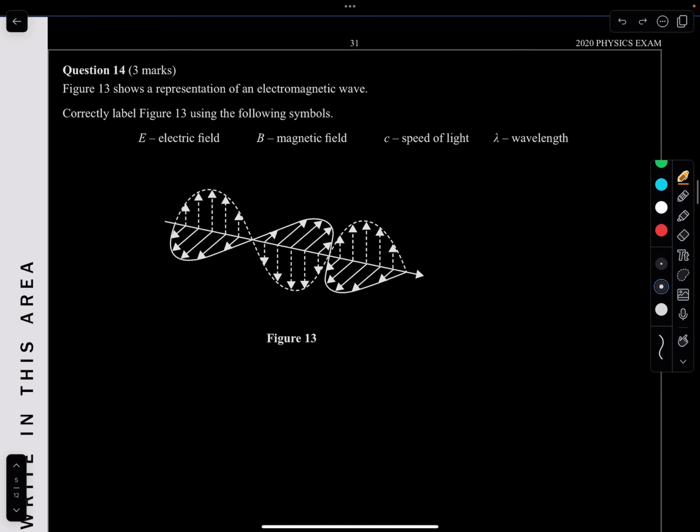All good. Question 14. Figure 13 shows a representation of the electromagnetic wave. Correctly label figure 13 using the following symbols. So we need to label the electric field, magnetic field, speed of light, and the wavelength. Beautiful. So the speed of light is basically going this way. It's going at this speed of light this way, basically.